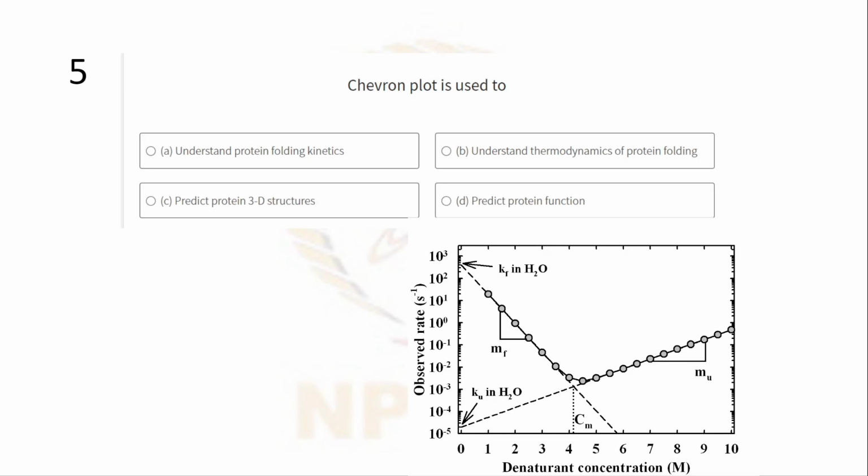This provides insights into the rate limiting step of a protein. Similarly, the slope of the unfolding arm indicates the rate limiting step of protein unfolding. Deviations from the ideal chevron shape may suggest the presence of intermediate states or behavior that is different from two-state folding. So these are tools used for investigating the folding kinetics and energetics of proteins, particularly those undergoing two-state folding transitions.